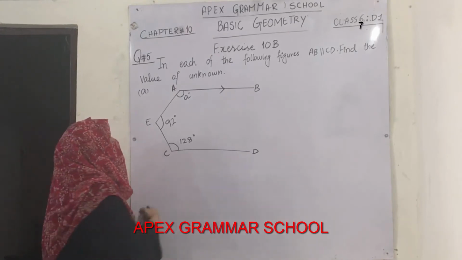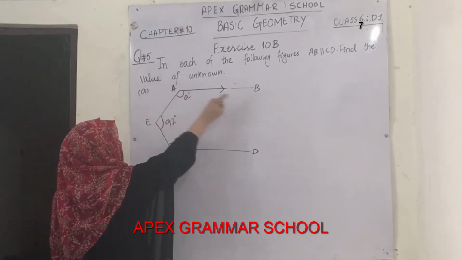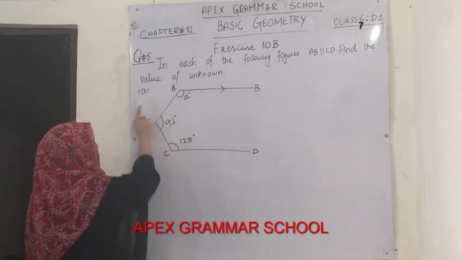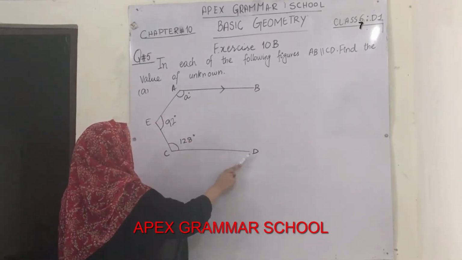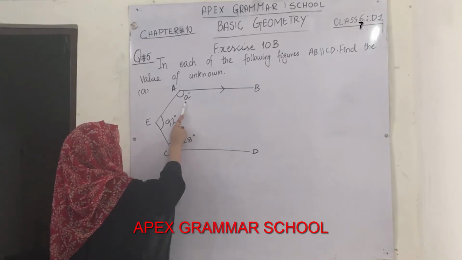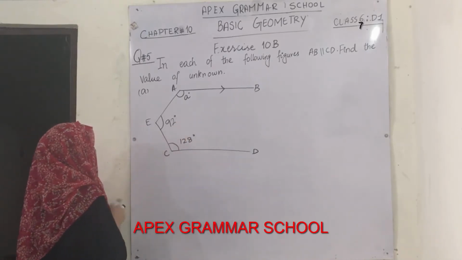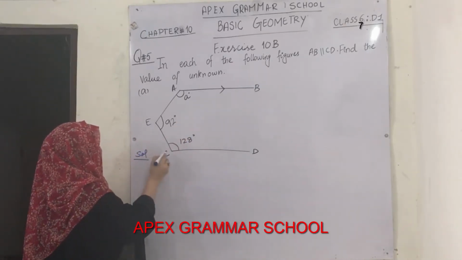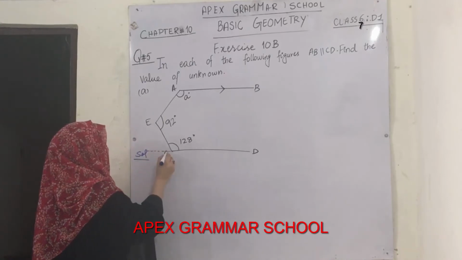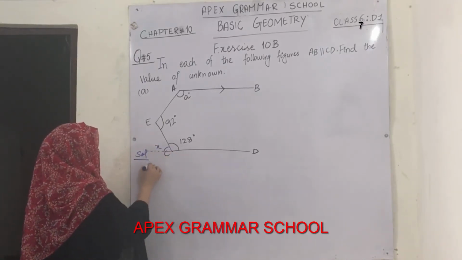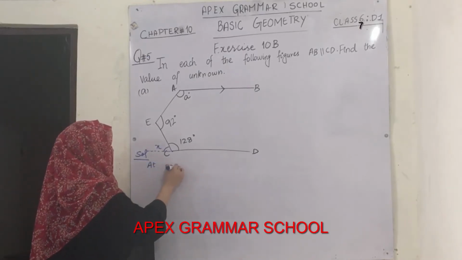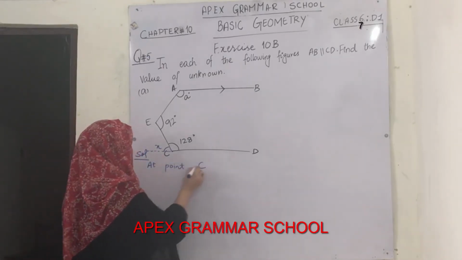Question number 5. In each of the following figures, AB is parallel to CD. Find the value of the unknown. A part. AB is parallel to CD and there is only one unknown, which is A. So first, in this solution, I am going to extend the line C and I am going to name this angle to be x at point C.